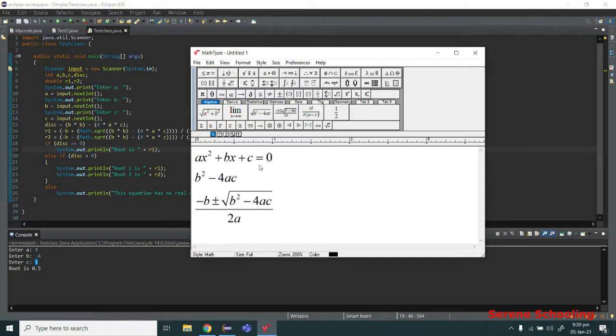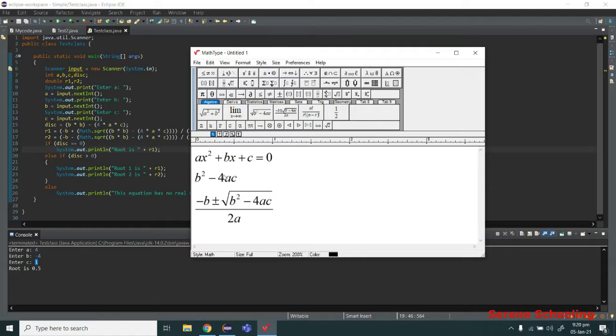A quadratic equation and its roots depend upon the discriminant of the quadratic equation. The discriminant can be calculated with this formula: b square minus 4ac, where a, b, c are our real numbers as given above. Based on the discriminant, we determine the roots.